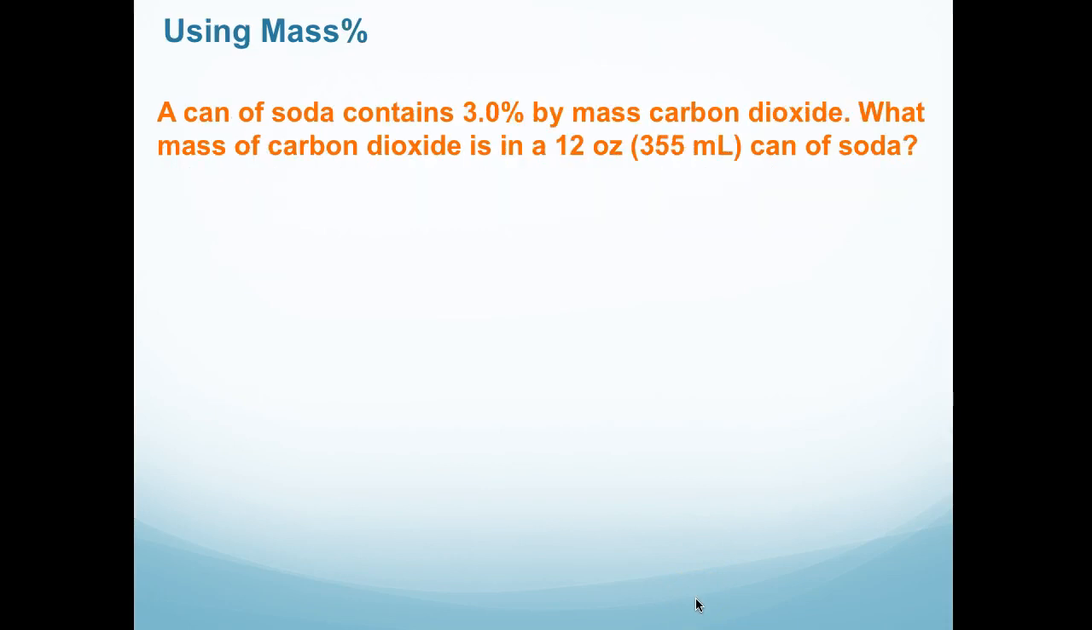Here's another problem. Again, I would go ahead and pause the video. What I would think about for this problem is that anytime you see a mass percent, I would rewrite it as a fraction. It's always going to go in your given, and it's always going to be used as a conversion factor. So when I see this, I'm going to say that the soda contains 3.0 grams of carbon dioxide over 100 grams of soda. Since it's a mass percent, it's always out of 100 grams. So go ahead and pause the video and try this problem. And you should get 10 grams.